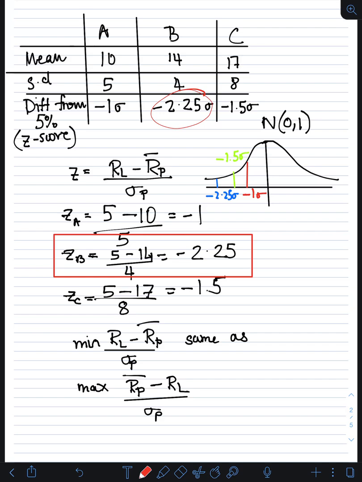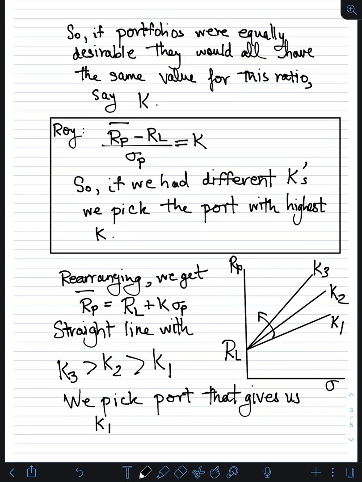If we put a minus sign on the top, we get minus of RL minus RP bar divided by sigma P. If you do a minus of that, you get a maximization problem because we're flipping the sign. We still want to go the furthest out, but instead of RL minus RP bar, we're going to have RP bar minus RL over sigma P. Now instead of minimizing, which takes us farthest to the left, we're going to go farthest to the right with positive numbers.